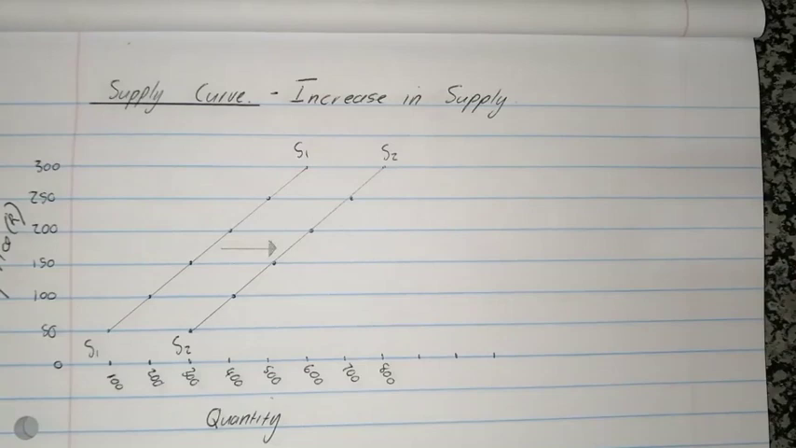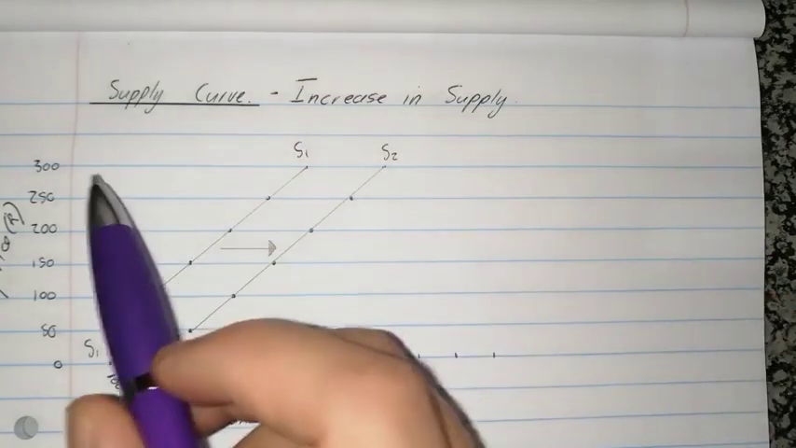So, reasons why there might be an increase in supply. Maybe because there's a decrease in the cost of production, so now it's cheaper to produce, you will produce more products, more suppliers in the market, and maybe because of technological improvements. Now, because you have better technology, better equipment, you can produce more items.